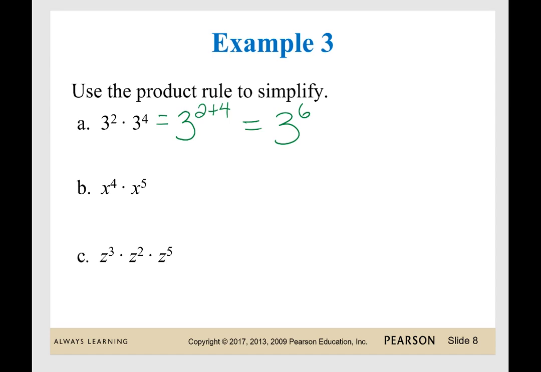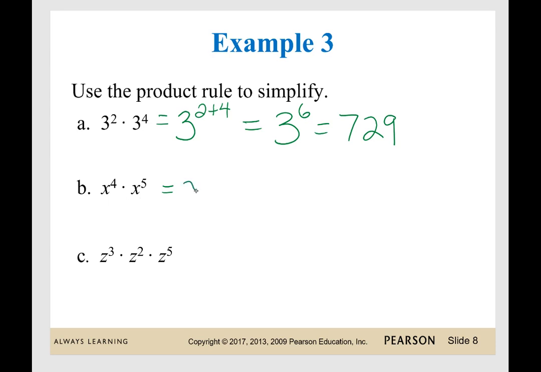Anytime you have a numerical base, you need to simplify that. And you can use your calculator, that's fine. Just put in 3 raised to the 6th power, and that gives you 729. So make sure you use the rule, and then if your base is numerical, put that in your calculator and spit out the answer.